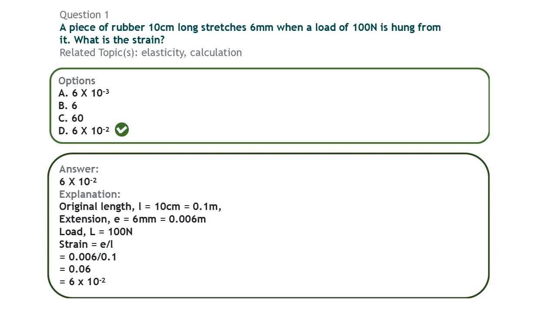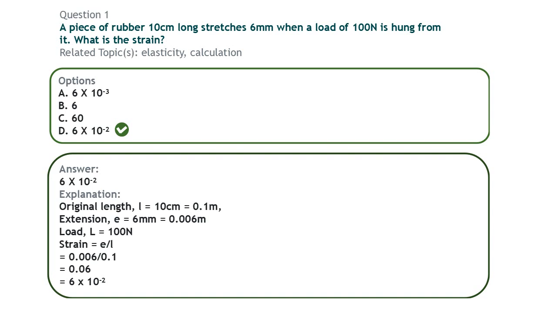Now here we have 10 centimeter, so we convert from centimeter to meter, and to do that we divide by 100. So you have 10 divided by 100, and that is 0.1 meter. To convert the extension from millimeter to meter, we divide by 1000. So you have 6 divided by 1000, and that is 0.006 meter. Now we have the length in meter and the extension in meter. We can then use this formula and substitute. So the strain is extension, which here is 0.006 meter, divided by the original length, which is 0.1 meter.